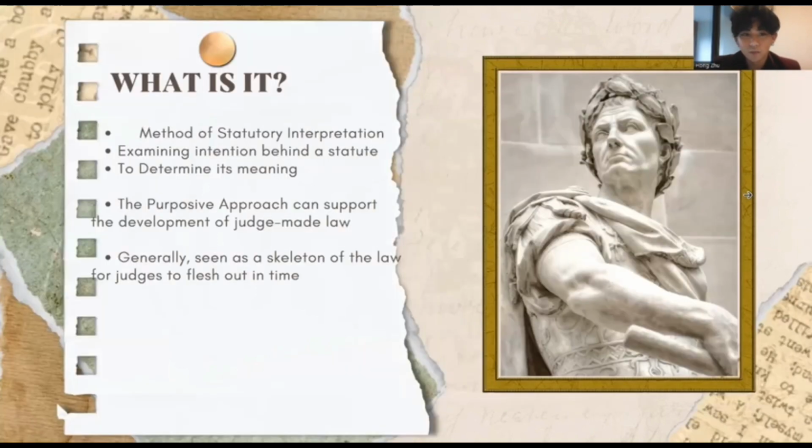What does it actually mean? It is a method of statutory interpretation which examines the intention behind a statute to determine its meaning. The purposive approach can support the development of judge-made law. Generally, it is seen as a skeleton of the law for judges to flesh out in time. The concept of the purposive approach can also support the development of judge-made law in certain circumstances.